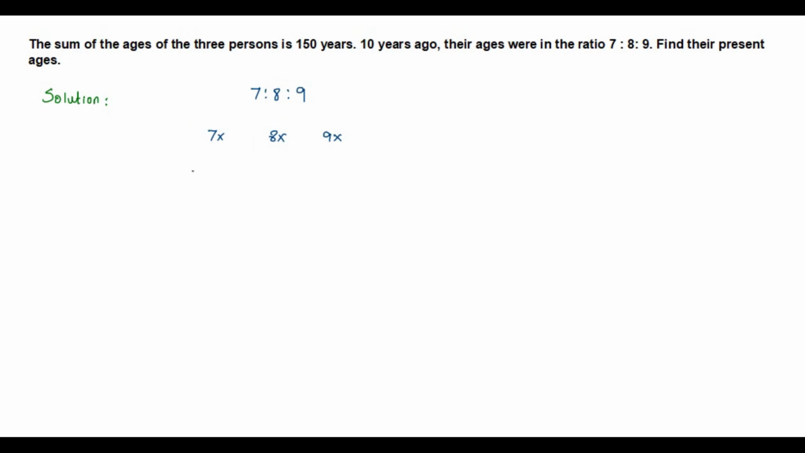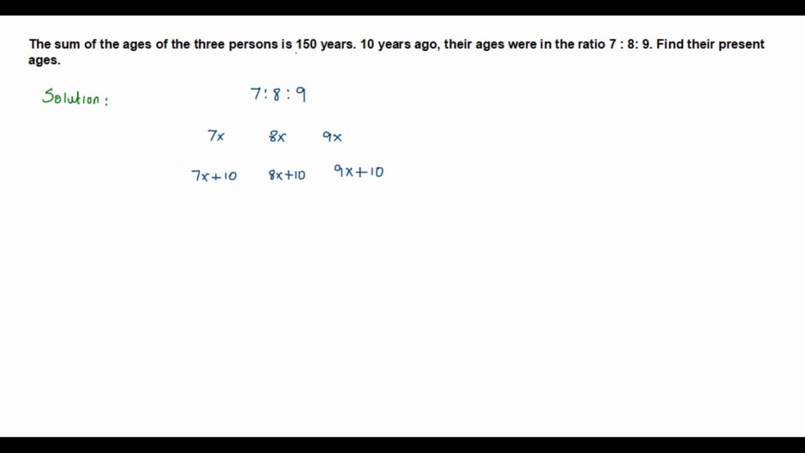To get the present age, what I need to do is add 10 to the age of each person. So 7x plus 10, 8x plus 10, 9x plus 10. So this is the present age of the first person. This is the present age of the second person. This is the present age of the third person. So once I get the value of x, I can easily find the present ages of three persons.